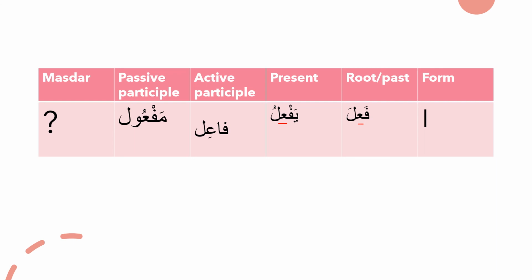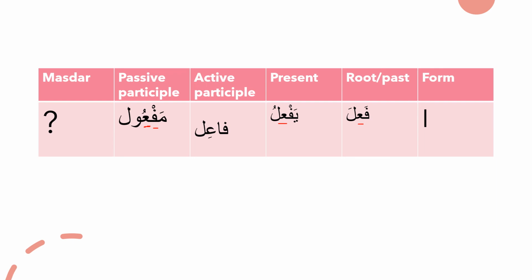So we've got fa'il, with an alif before the second letter, and then a kasra on the second letter. For passive participle, just to make that clearer, we have a mim with a fatha. The first letter, we've got sukoon. Second letter, we've got dhamma.